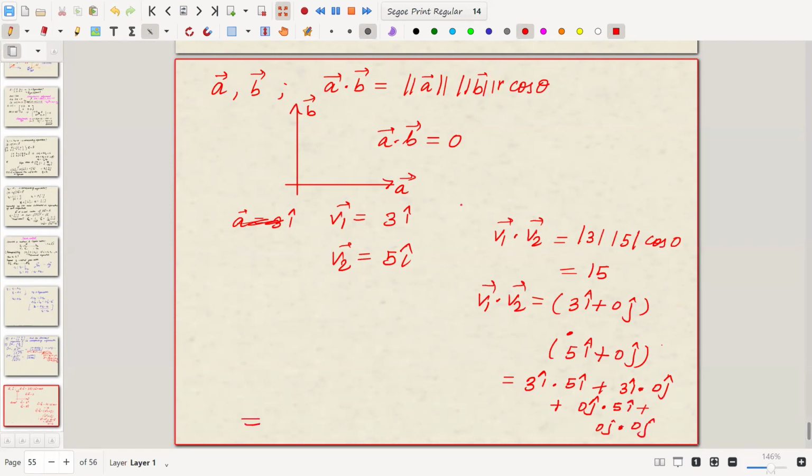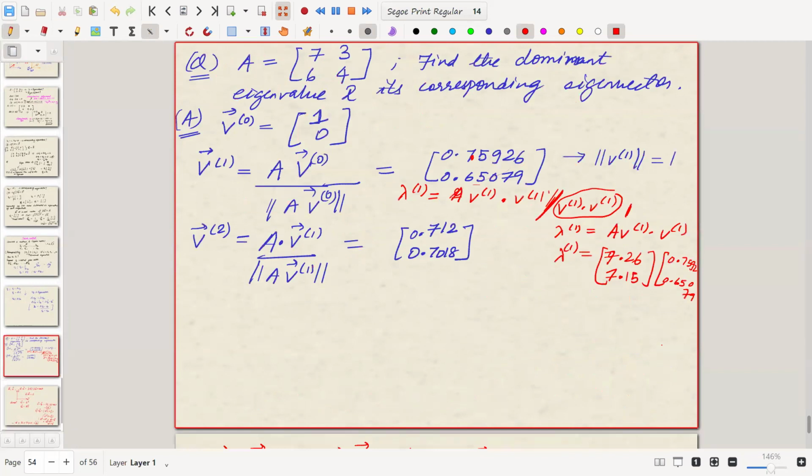So what you are getting here: 3I cap dot product with 5I cap is 15, isn't it? Because I cap dot I cap is equal to 1. Why? I cap is a unit vector, right? So therefore it will be 15 plus 3 I cap dot 0 j cap, which is just 0, and the other quantities are just zeros. Just 15 you got. Can you see, by both methods you can compute the dot product. Now let us return to our problem. This is the revision of the dot product.